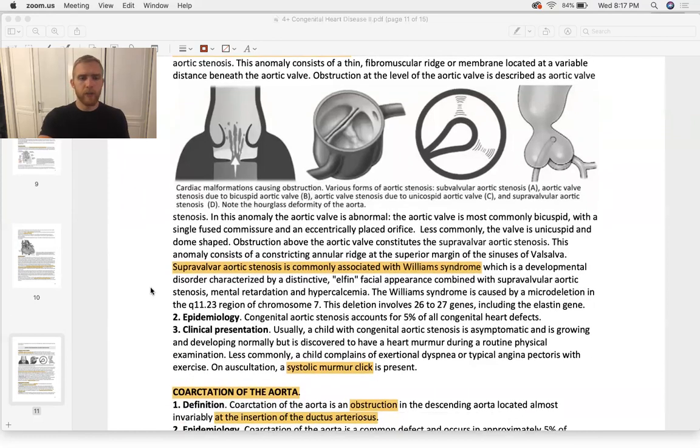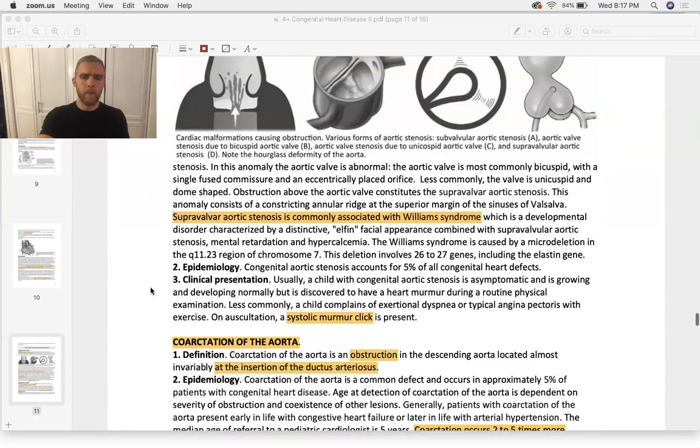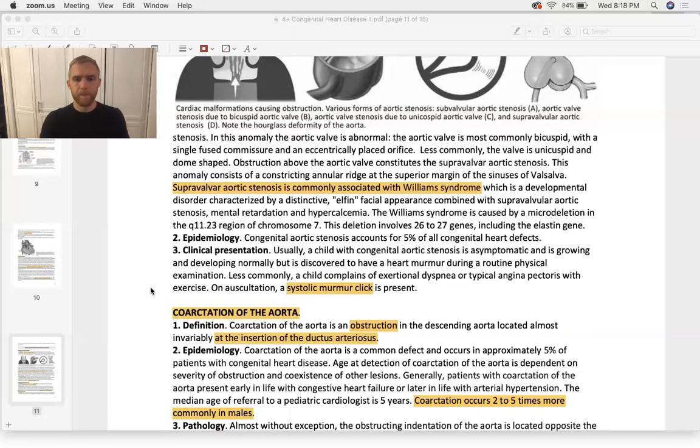There's an association with Williams syndrome, and that's the only thing in the text that is particularly memorable that doesn't make sense if you just think about it for 10 seconds.